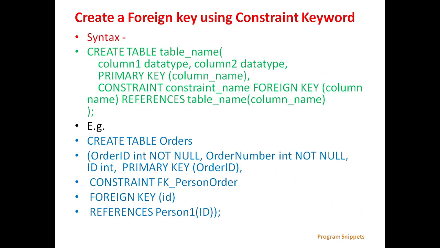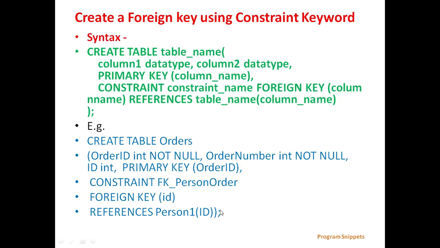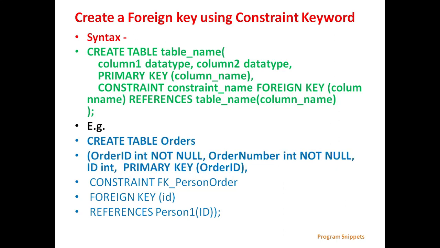We can create a foreign key using the CONSTRAINT keyword. General syntax is CREATE TABLE, table name, then column names with data types, and we'll add CONSTRAINT as constraint name, FOREIGN KEY, then column name, REFERENCES, the table name and the column name from that table. For example, CREATE TABLE orders, then fields for that table, and then we'll add CONSTRAINT as foreign key person order, which is the name of the constraint, then FOREIGN KEY as ID and REFERENCES person1 ID.